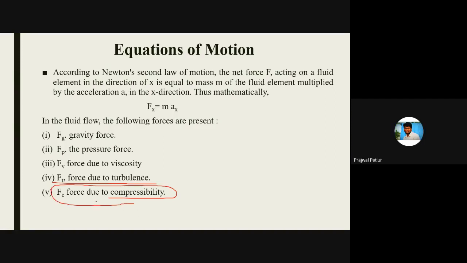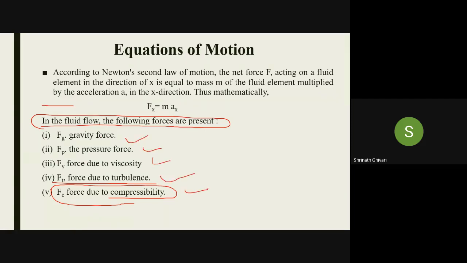Then force due to compressibility, force F6. It may be a change in density, or the fluid may have more density. Therefore, there is a force acting because of compressibility, which we studied in the bulk modulus part. These are the forces acting on the fluid when it is flowing: gravity force, pressure force, viscous force, turbulent force, and compressibility force.